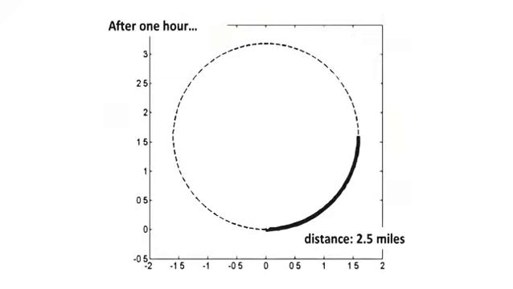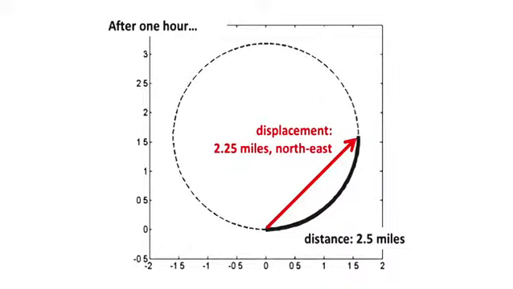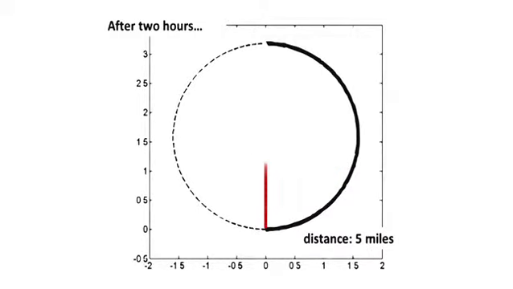Let's assume that our walking speed is 2.5 miles per hour, and look at where we are after 1, 2, 3, and 4 hours. After 1 hour, we've travelled a distance of 2.5 miles, a quarter of the way around the circle. However, our displacement is only 2.25 miles in the direction northeast. After 2 hours, we've travelled a distance of 5 miles, halfway around our circle. Our displacement is 3.18 miles northwards.